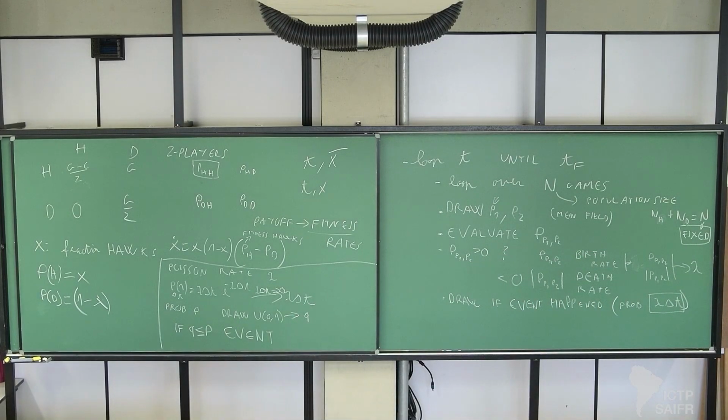We evaluate the payoff matrix. Yes, we have a condition there. If it's positive, it's a birth rate. If it's negative, it's a death rate. But where does the Poisson come in this part?